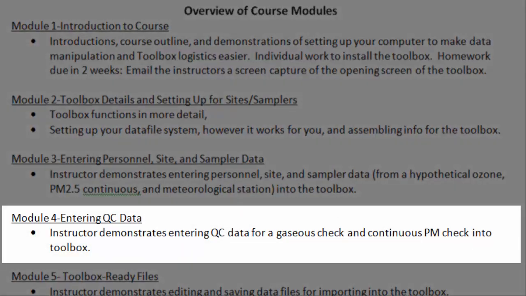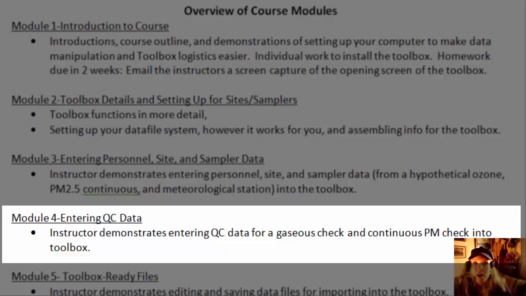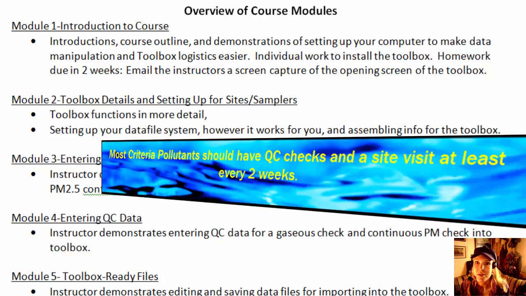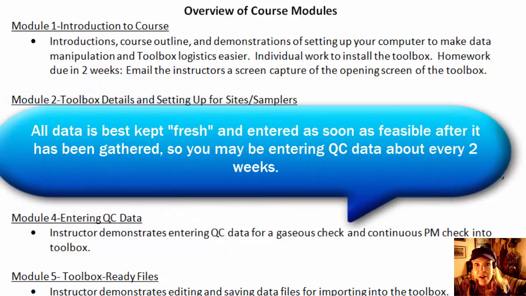And then the next module is entering QC data. Whenever you have a valid data file, it has to be bracketed before and after with a passing QC check. Most of the criteria pollutants recommendations involve at least making a site visit and a manual QC check at least once every 2 weeks. It's a good idea to, every 2 weeks, enter the QC check that you've done and then import the data, and that way you'll have 2-week spans of data bracketed by passing QC checks.